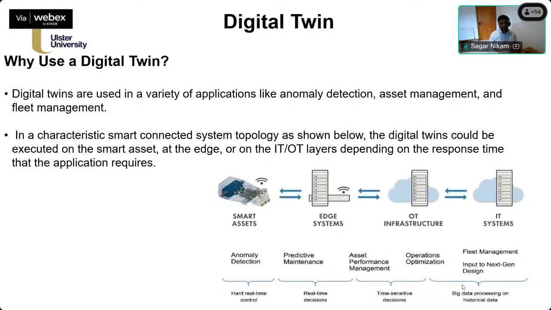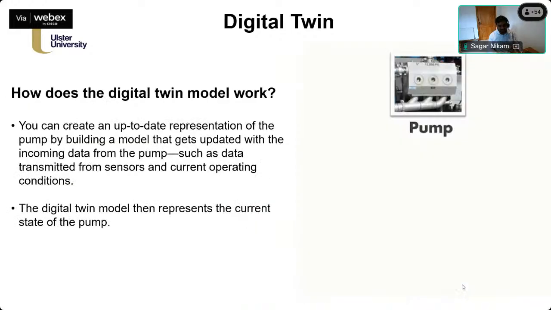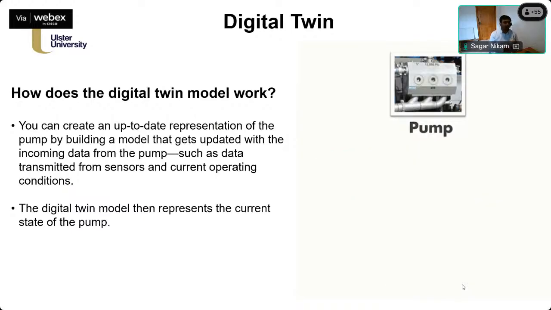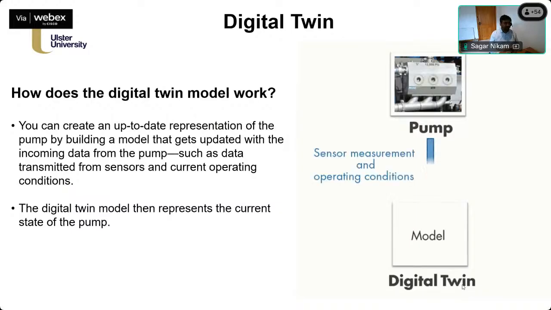Again, as I said before, some of the optimization can be done in real time, but in some cases it may not be possible to do in real time. So there is a lot of confusion in the digital twin definition. Here's one example. How does the digital twin work? For example, a digital twin of a pump is created by continuously updating a model with real-time data from the sensors and its operating conditions. This actually allows the model to make a mirror image of the pump and its actual state.